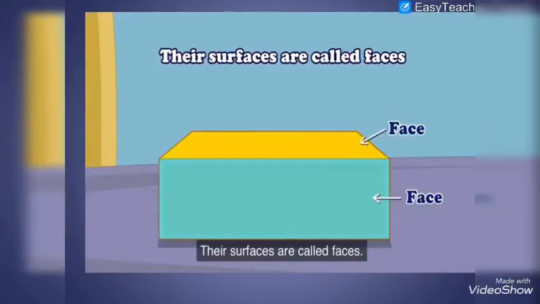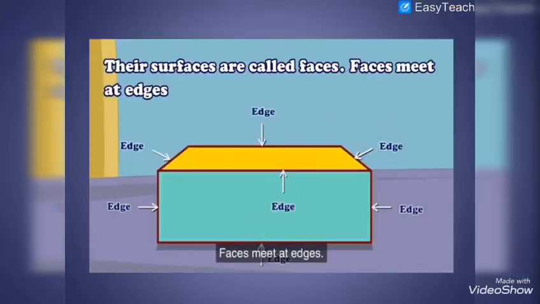Now, the surfaces are called faces. These are the faces. Their surfaces are called faces, and the faces meet at edges. See here, students, faces meet at edges.